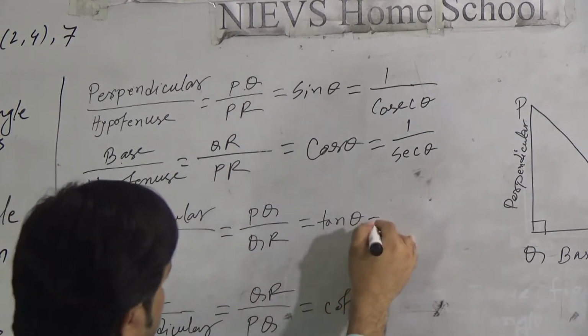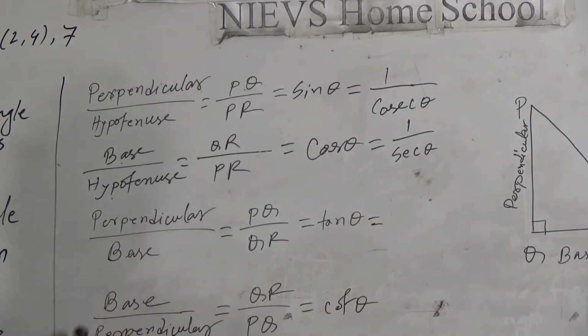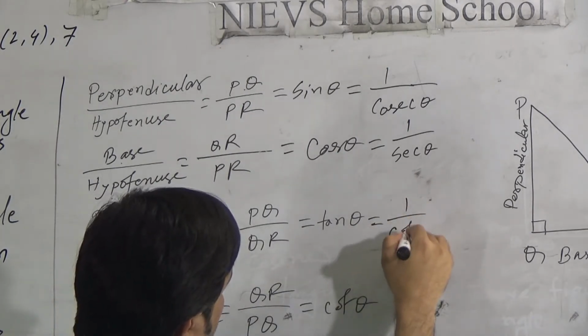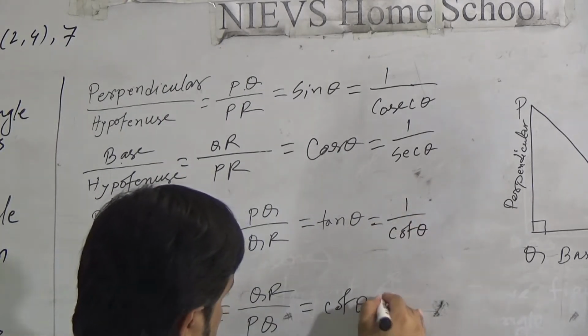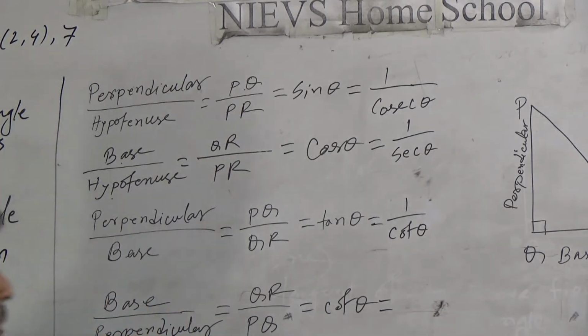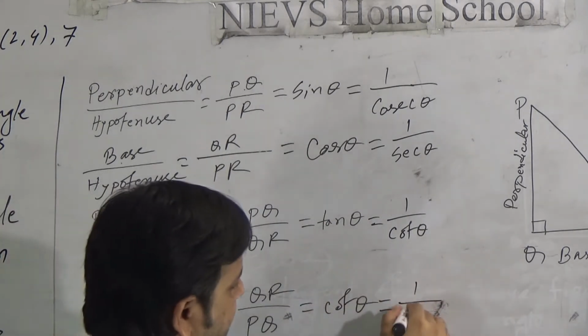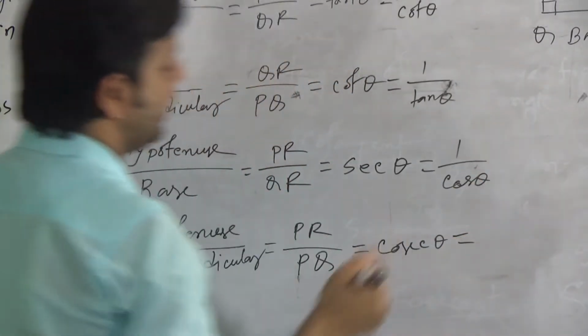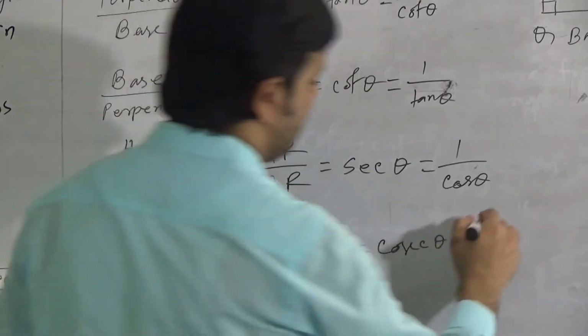And see, tan theta means the opposite of cot theta, so we can write tan theta equal to 1 by cot theta. So conversely we can say now cot theta equal to 1 by tan theta, sec theta equal to 1 by cos theta, and cosec theta is equal to 1 by sin theta.